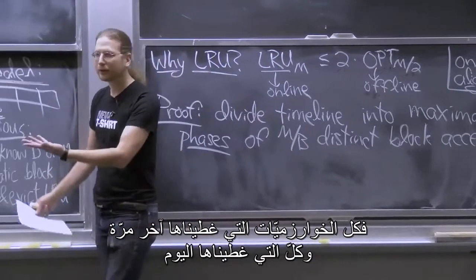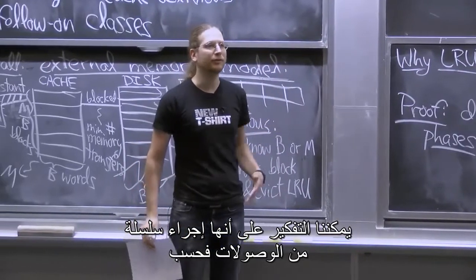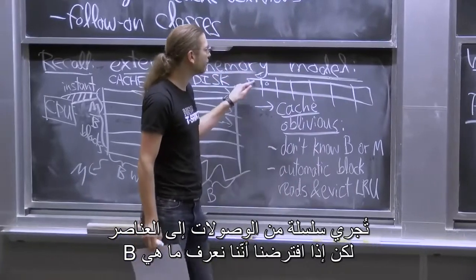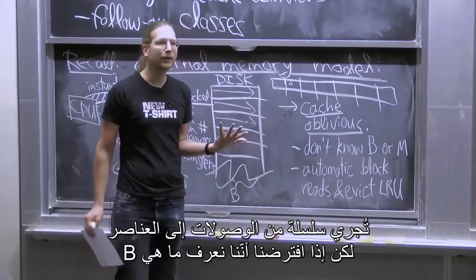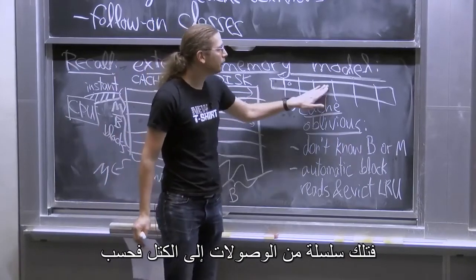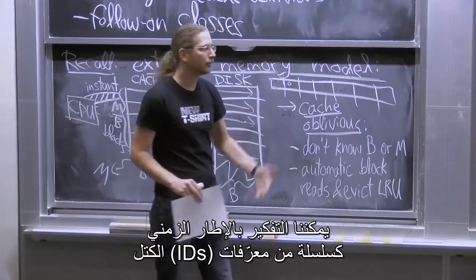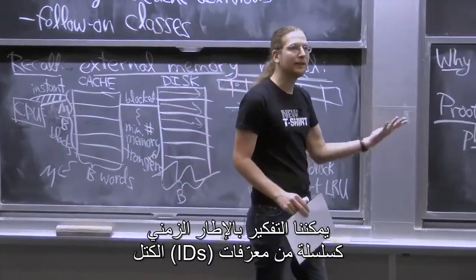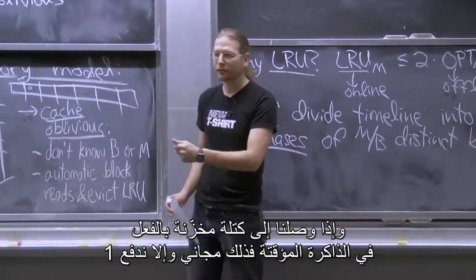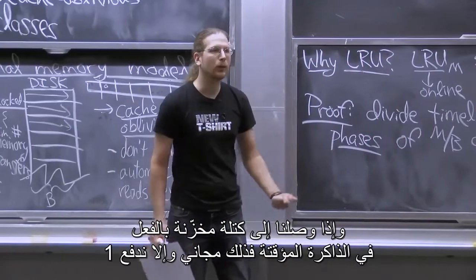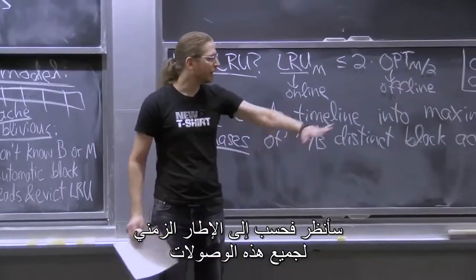So all the algorithms we covered last time, all the ones we covered today, you can think of as just making a sequence of accesses to elements, but if we assume we know what B is, that's just a sequence of accesses to blocks. So you can just think of the timeline as a sequence of block IDs. And if you access a block that's currently stored in cache, it's free. Otherwise, you pay 1.